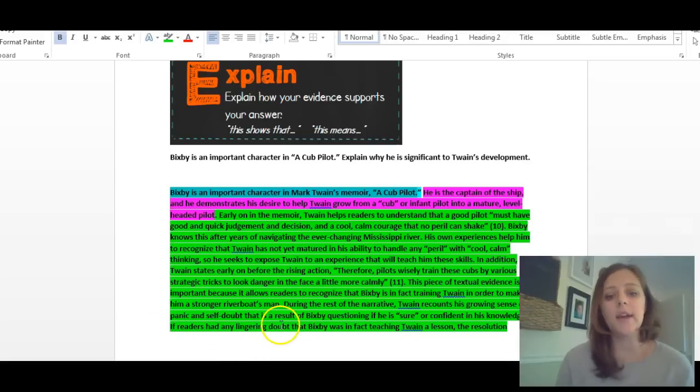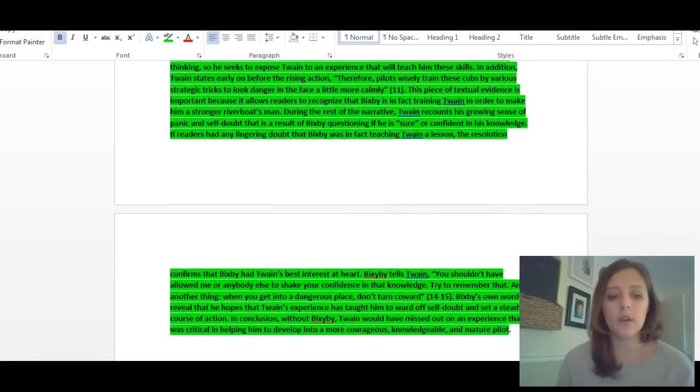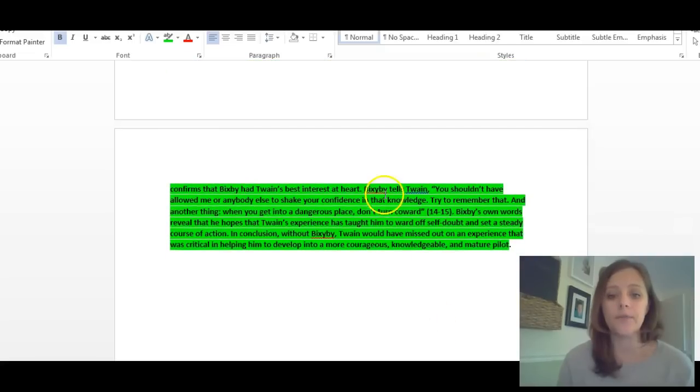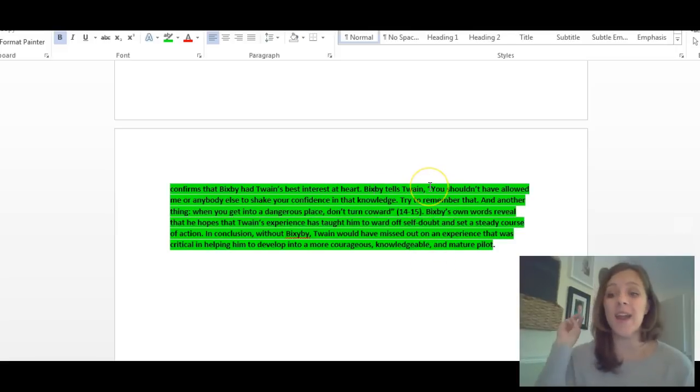If readers had any lingering doubt that Bixby was in fact teaching Twain a lesson, the resolution confirms that Bixby had Twain's best interest at heart. Bixby tells Twain, here comes a third piece of textual evidence, "You shouldn't have allowed me or anybody else to shake your confidence in that knowledge. Try to remember that. And another thing, when you get into a dangerous place, don't turn coward." Page number, pages 14 and 15.